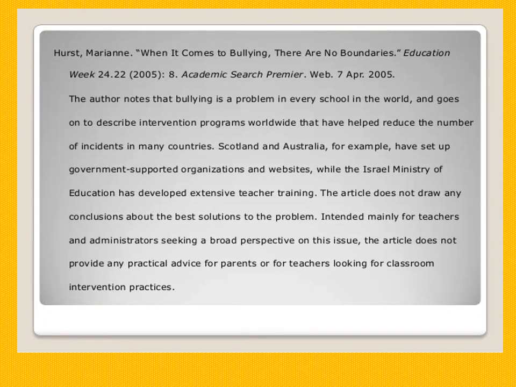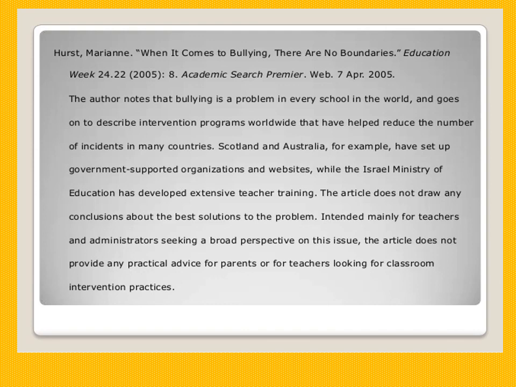Another example: here the author notes that bullying is a problem in every school in the world, and goes on to describe intervention programs worldwide that have helped reduce the number of incidents in many countries. Scotland and Australia, for example, have set up government supported organizations and websites, while the Israel Ministry of Education has developed extensive teacher training. The article does not draw any conclusions about the best solution to the problem.